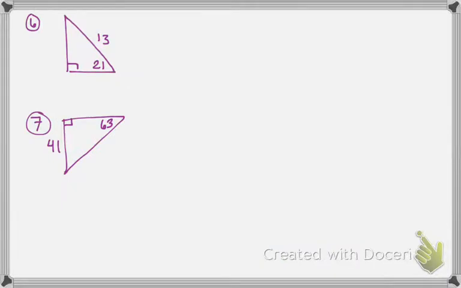Okay, our last two examples. We look at this right triangle and we notice that we have one angle and one side. And that angle is not 30, 60, or 45, which means we're going to need to use trig. So trig is going to use SOHCAHTOA.